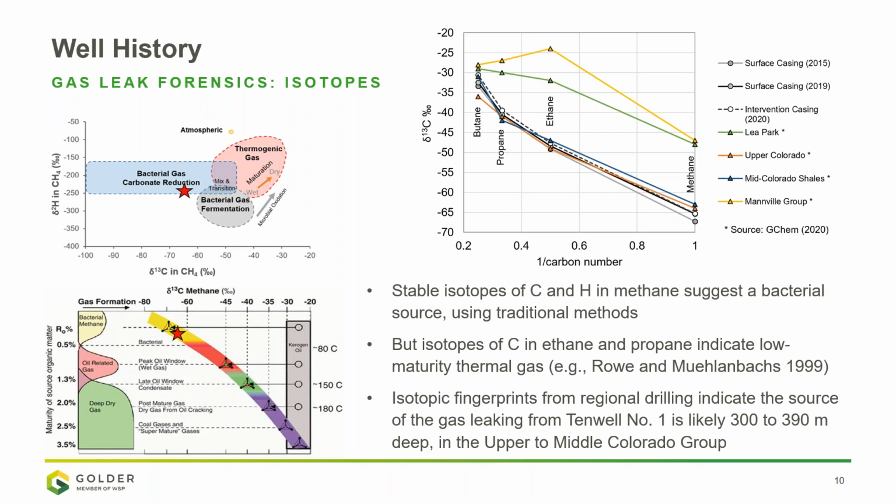And so then the isotopic fingerprint of the leaking gas was compared to the fingerprints from other wells drilled more recently in the region. And as the plot on the upper right shows, the fingerprint of the leaking gas matches closely to the upper to middle Colorado group.